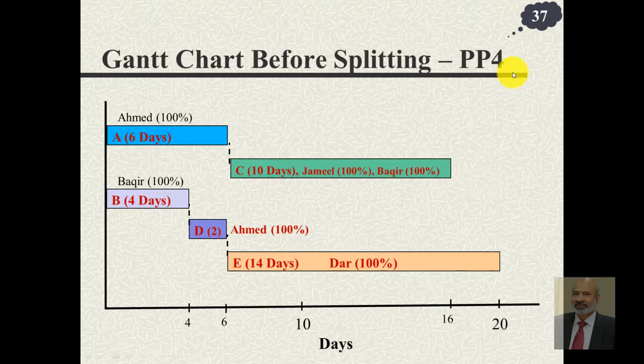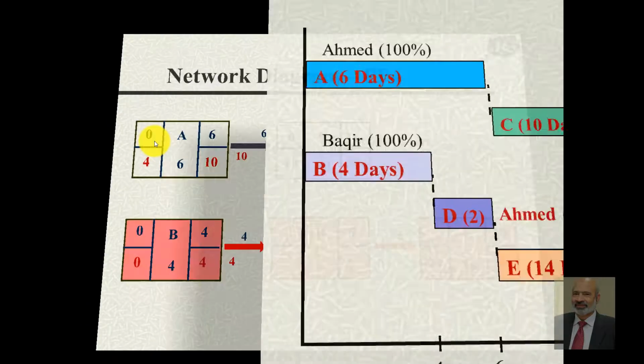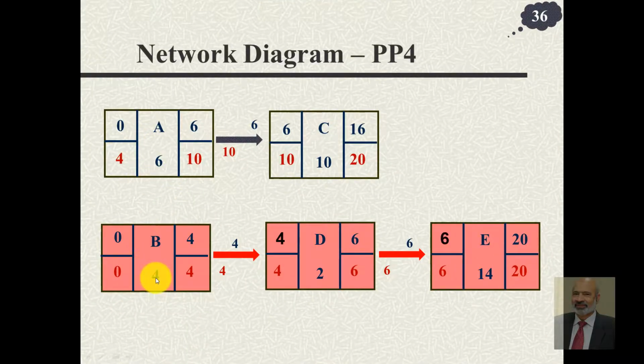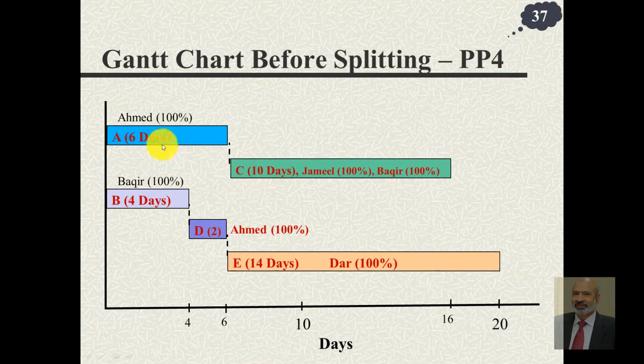If you look at the Gantt chart, activity A can be done in 6 days. Notice here, activity B can be done in 4 days, 6, 4, 10, 2 and 14. Now the problem that we face is that Ahmed has to work 100% of his time, that is 40 hours per week or 8 hours per day for 6 days on activity A, but he also has to work on activity D for 2 days, and these 2 days happen to be coinciding with some part of A.